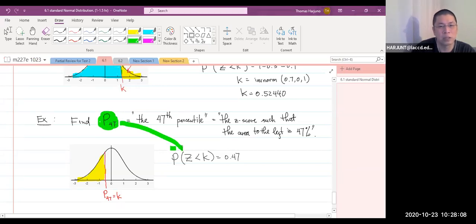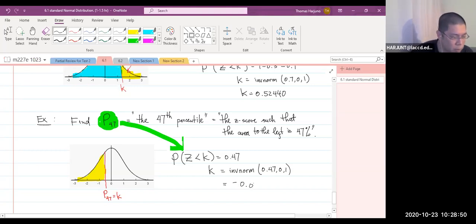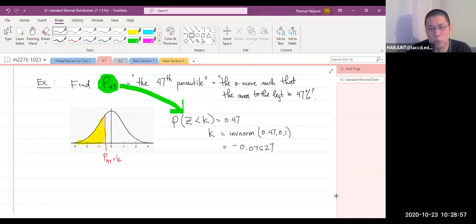What does this mean? If the distribution we're dealing with is standard normal, then K will be inverse norm of 0.47. I will use my hand calculator, and I hope you use your own calculator also to try. I get negative 0.07527, very close to 0.